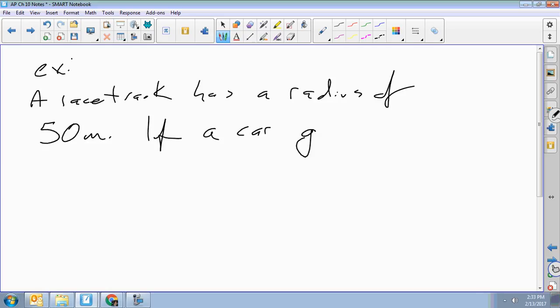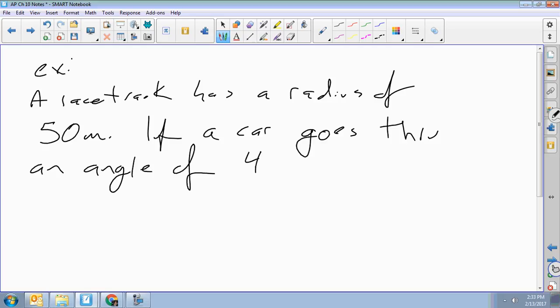Car goes through an angle of, let's say 4 radians. Then how far did it go?